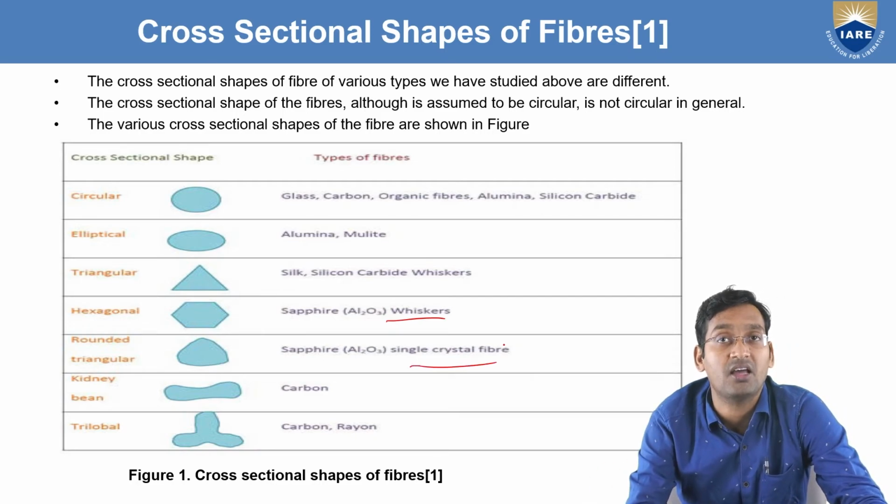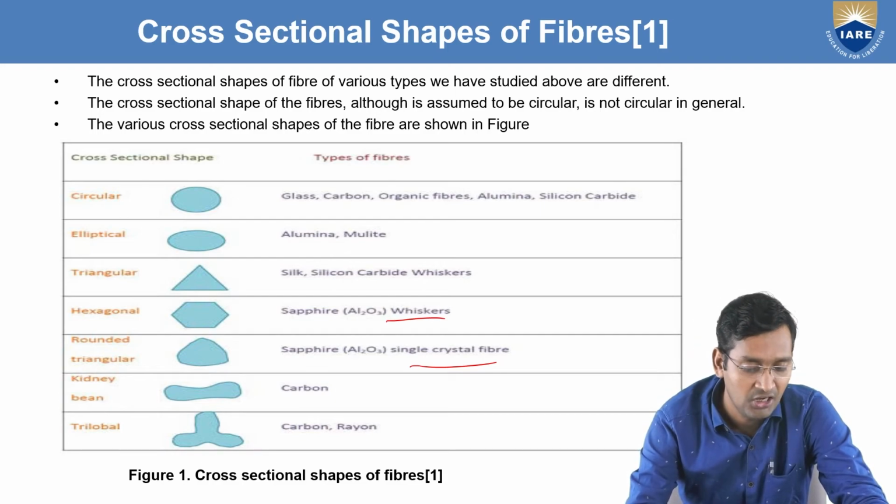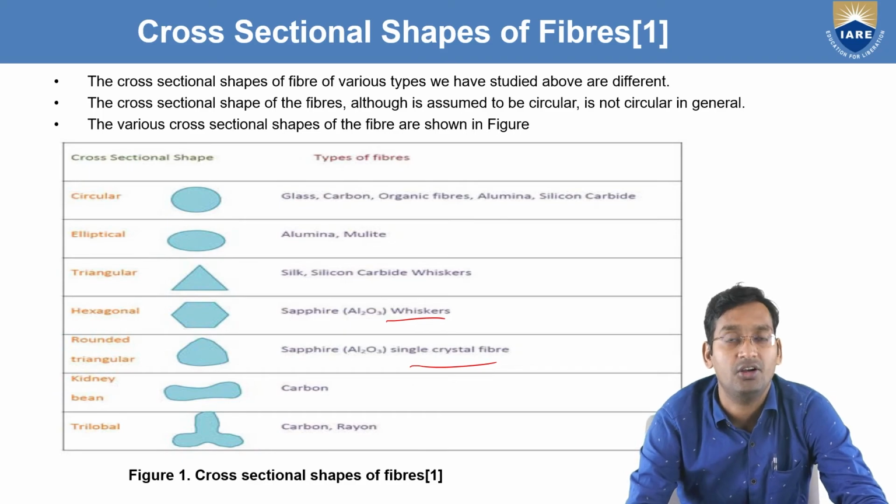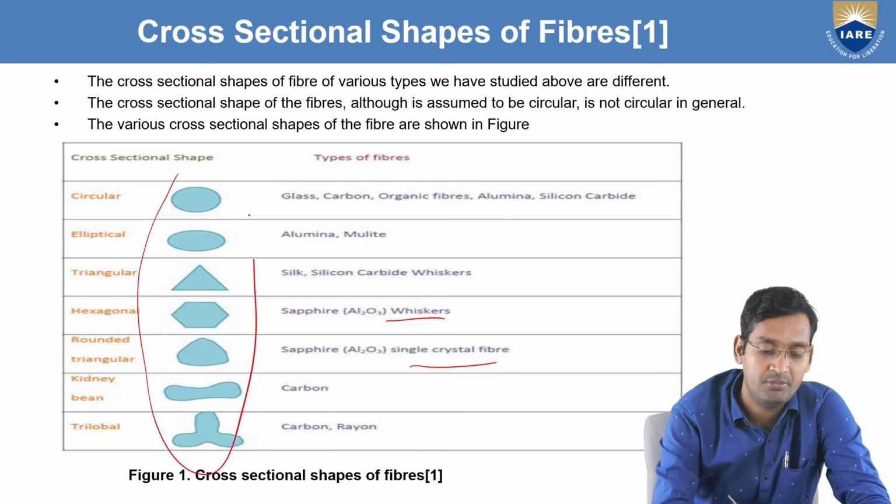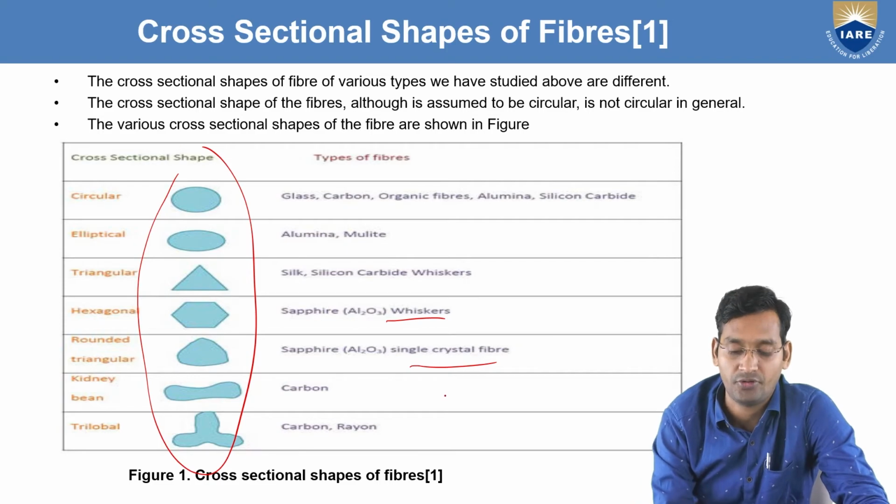Kidney bean, that is carbon, that we already had seen, that is the form of kidney bean. Tri-level, that is for carbon rayon. So these are the diameters of how these types of fibers are.